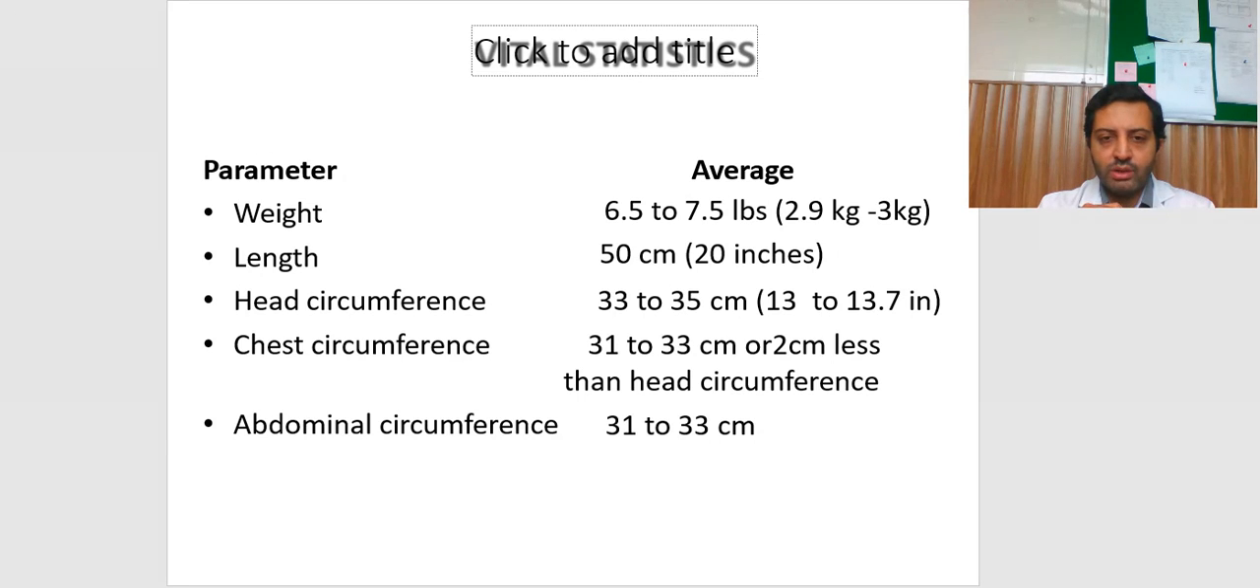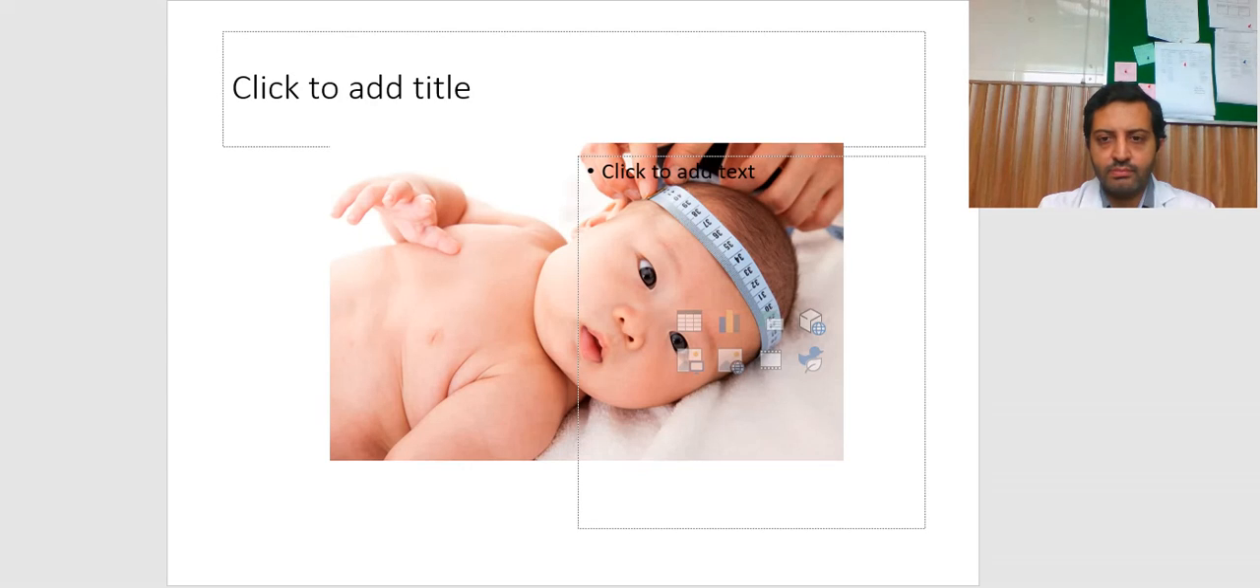We have already talked about the weight, length, head circumference, and chest circumference in newborn babies. This is the method of how we take head circumference in a newborn baby. You may get this command in your short case examination, how do we take head circumference at different ages, and you should know the normal values of head size at different ages.